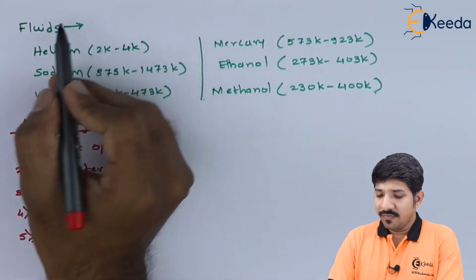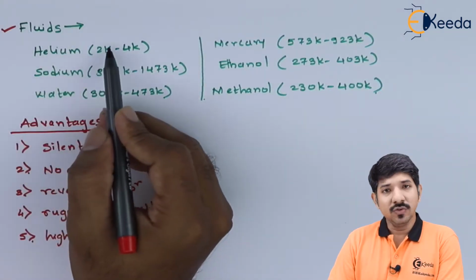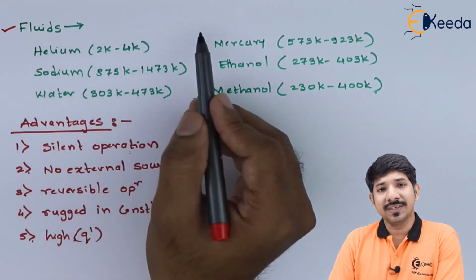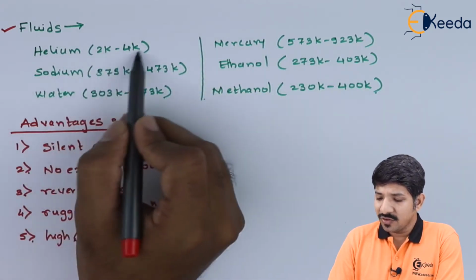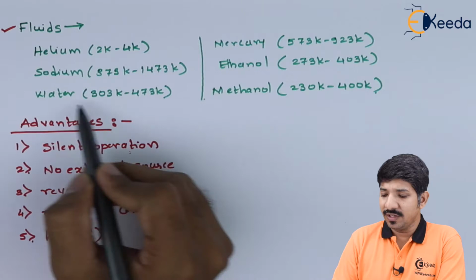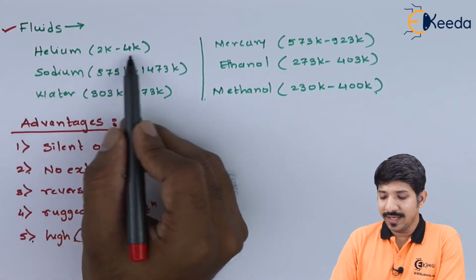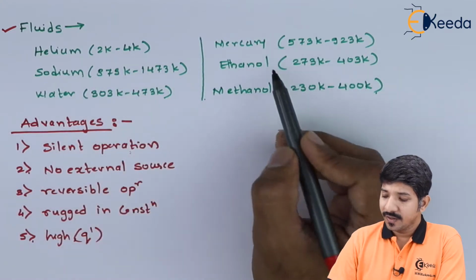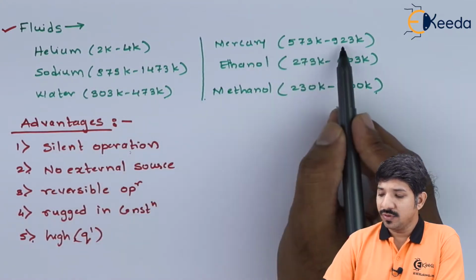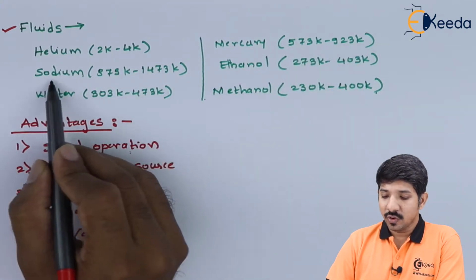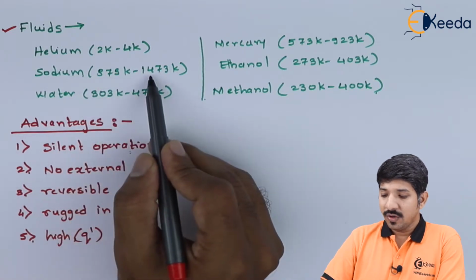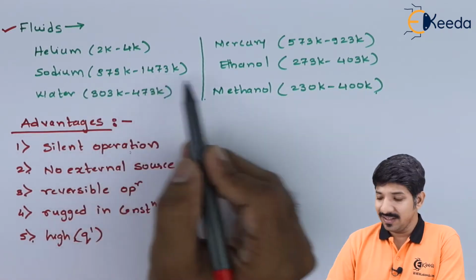See, the fluid that we can use will depend on the working temperature. So based on working temperature, there are a few standard fluids that they are using. Helium is used between 2 K to 4 K, that is Kelvin. Mercury between 573 to 923 Kelvin. Sodium between 873 to 1473 Kelvin.